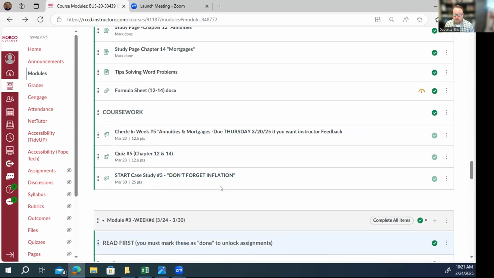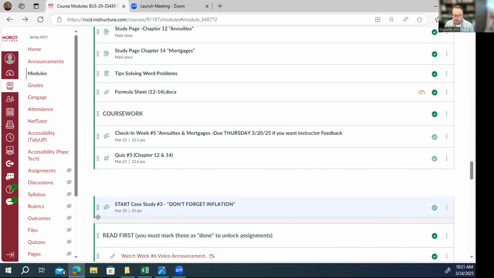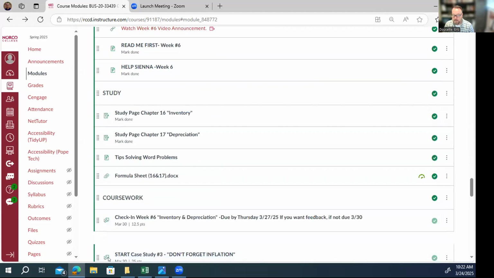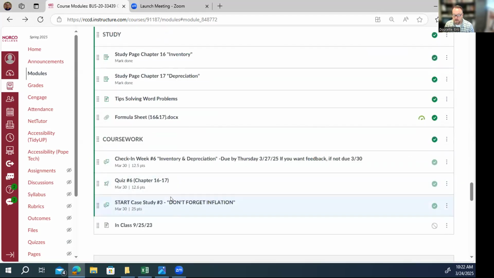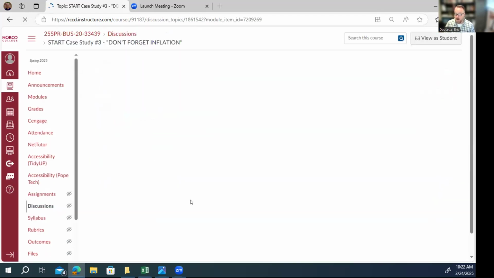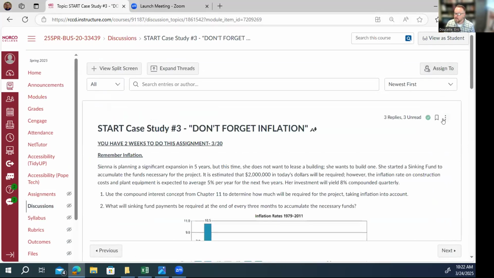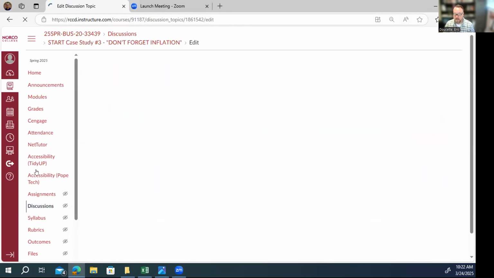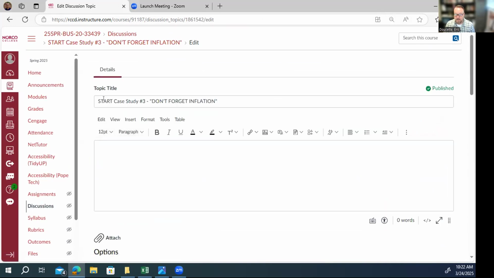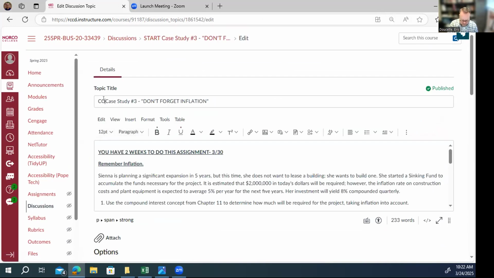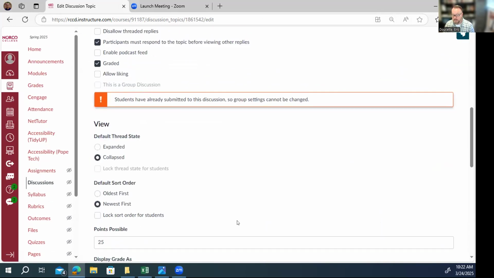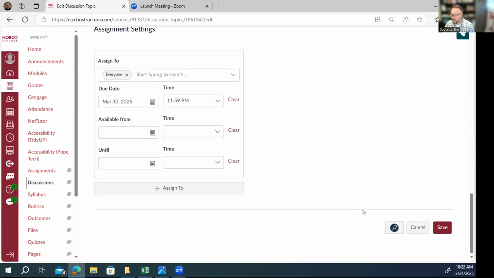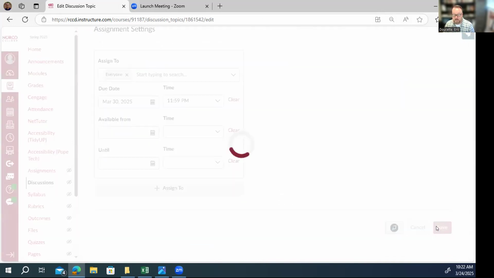And then your case study that you started last week, Don't Forget Inflation, is going to now be due this week. So rather than say start case study, I'm going to edit that to say complete case study. It will be due, like I mentioned, this Sunday coming up. It's worth 25 points, so don't skip it. It's worth 2 quizzes or 2 check-in assignments. So make sure you don't skip it because it is a high point assignment, and it's due on the 30th. Yep.